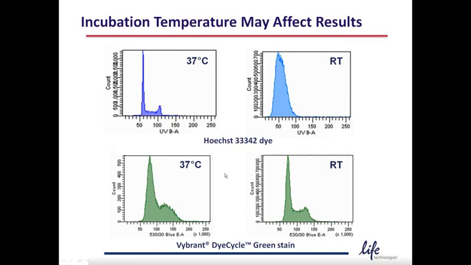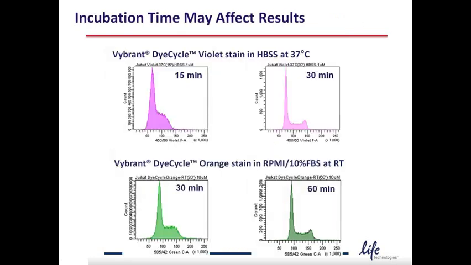And so it's really important that when you are using a dye with your cell system that you understand the optimal temperature conditions. And in addition, each dye has an optimal incubation time. Again, in this case, we're looking at DyeCycle Violet on the top versus DyeCycle Orange on the bottom. DyeCycle Violet's optimal incubation time here at 37 degrees is 30 minutes, whereas DyeCycle Orange on the bottom has an optimal incubation time of 60 minutes at room temperature. So these are all critical parameters that need to be understood and followed in order to get the most optimal cell cycle distribution that is easily analyzable.